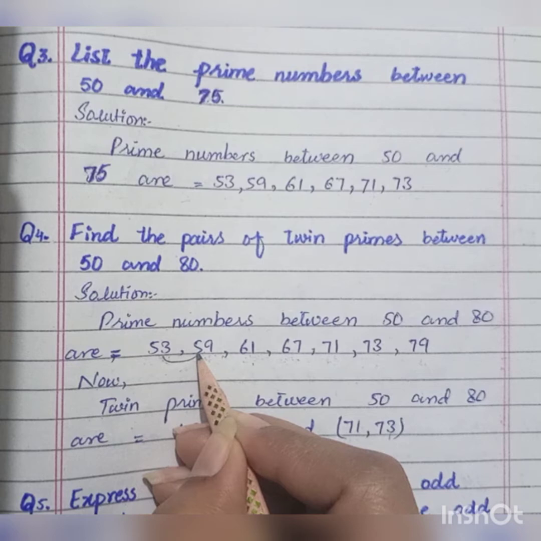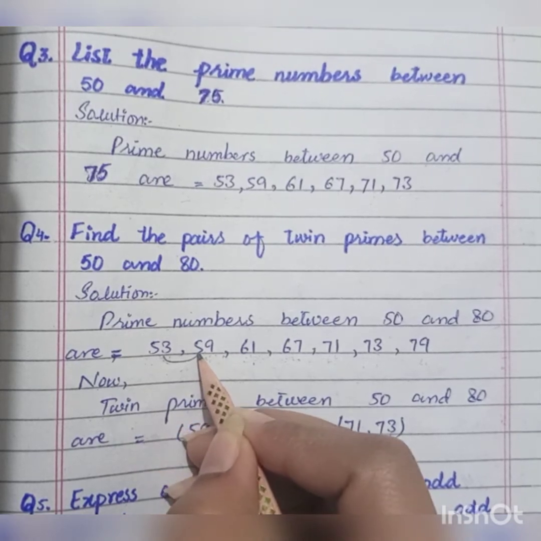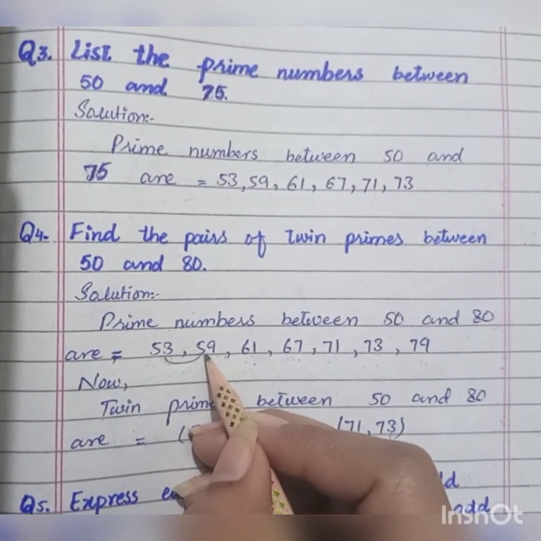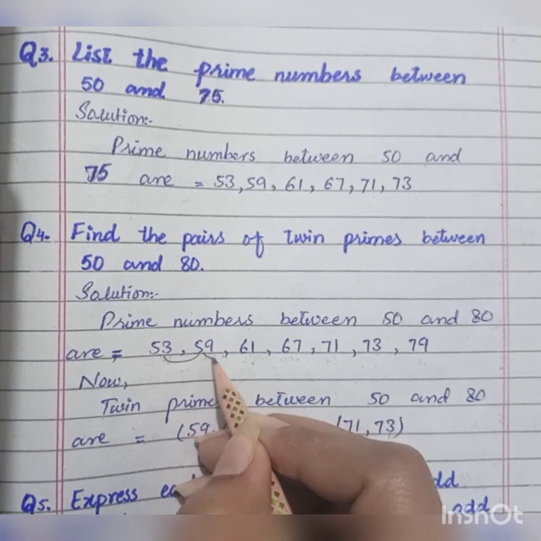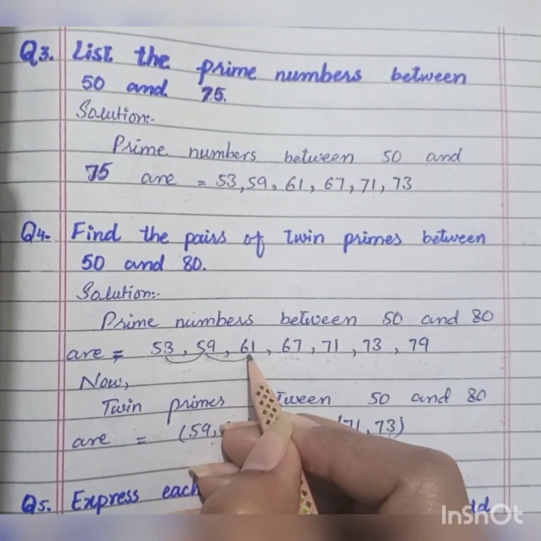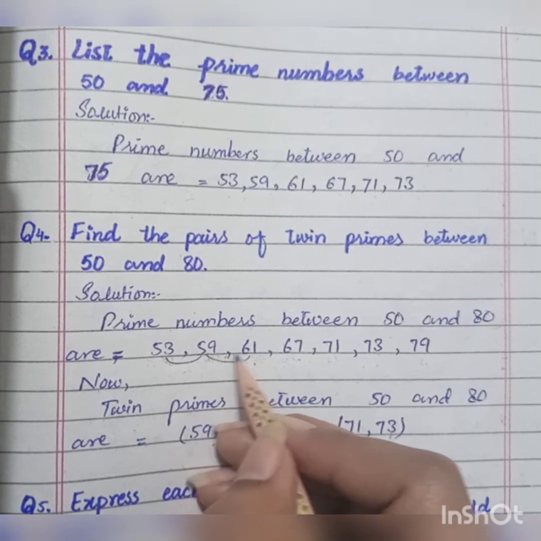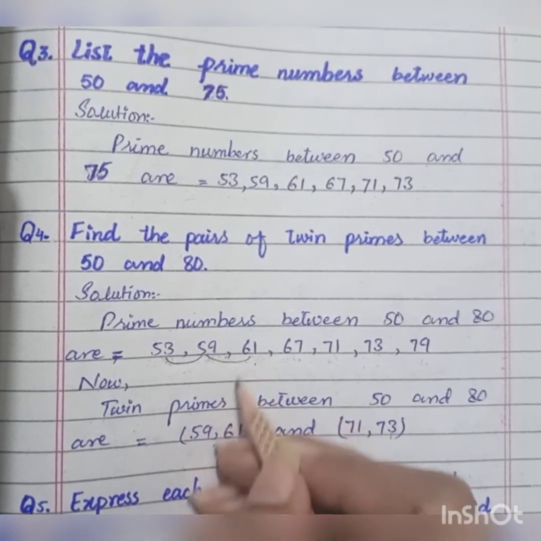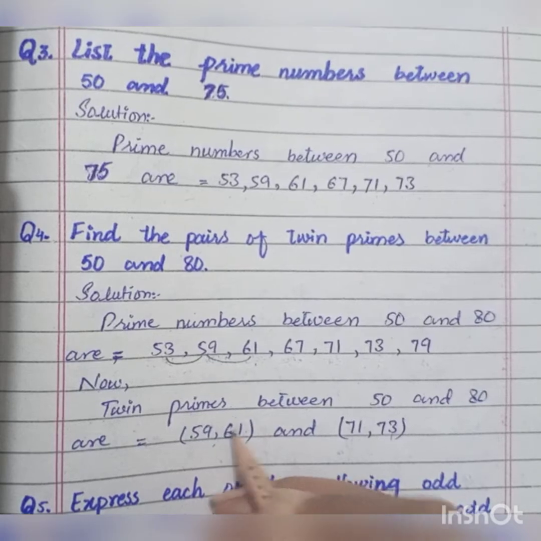Here we can see that the difference of 59 and 53 is not equal to 2. Now let's check the difference of 61 and 59. Here the difference of 61 and 59 is equal to 2, which shows that this pair is twin primes, as I have mentioned here, 59 and 61.